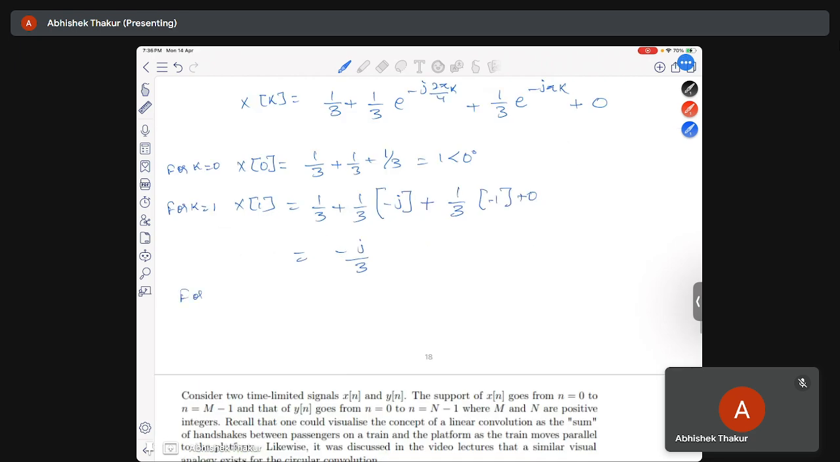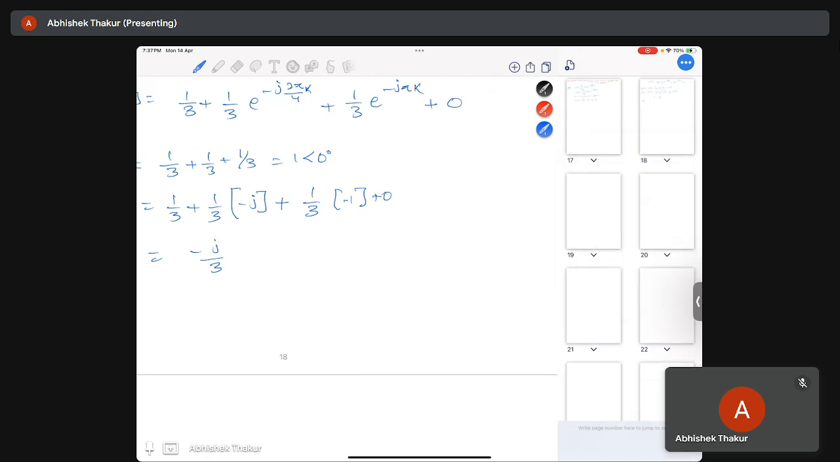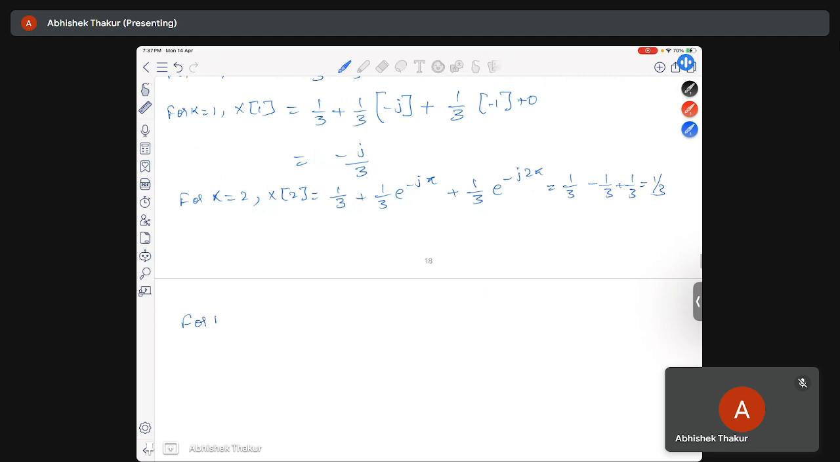Now for k is equal to 2, x of 2 is equal to 1 by 3 plus 1 by 3 e to the power of minus j pi plus 1 by 3 e to the power of minus j 2 pi. So this will become 1 by 3 plus minus 1 by 3 plus 1 by 3. This will become 1 by 3 again. And for k is equal to 3, x of 3 will become again 1 by 3 plus j by 3 minus 1 by 3. So this will become j by 3.